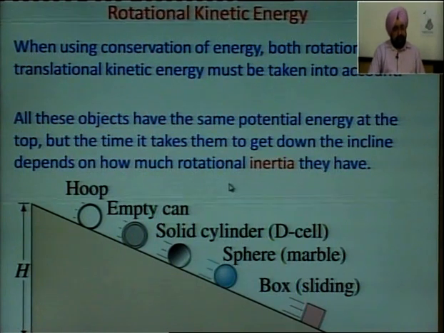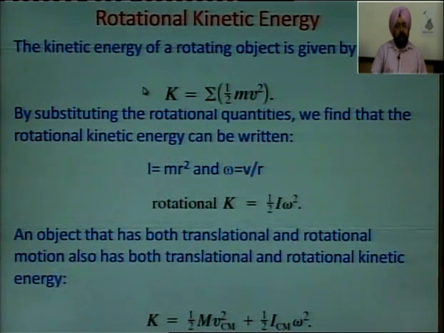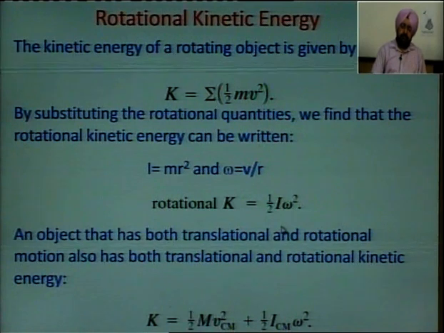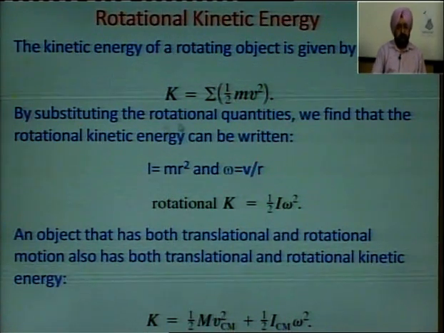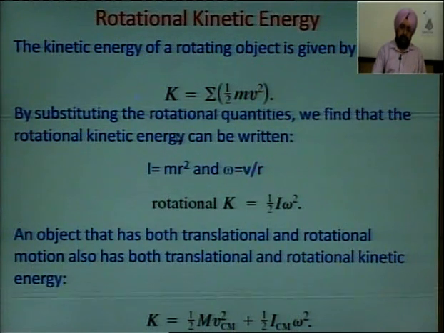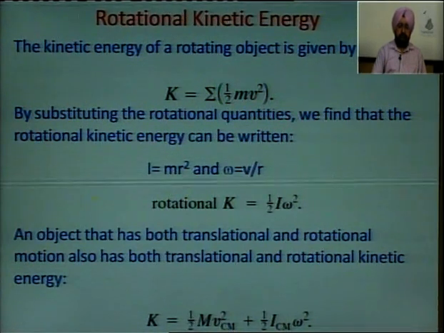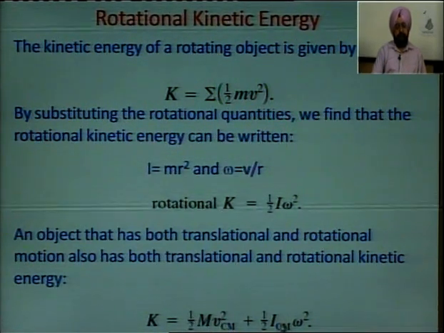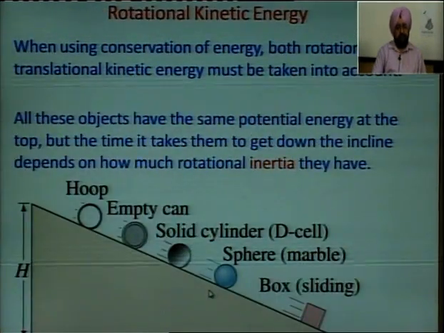When a body rotates, it has got two kinds of energies. One is called rotational kinetic energy and the other is called translational kinetic energy. जो बॉडी रोटेट कर दी है अपनी एक्सिस पे, तो रोटेशन करके भी उसको एनर्जी है, ट्रांसलेशनल मोशन करके भी उसको एनर्जी है. Total energy is rotational kinetic energy plus translational kinetic energy.